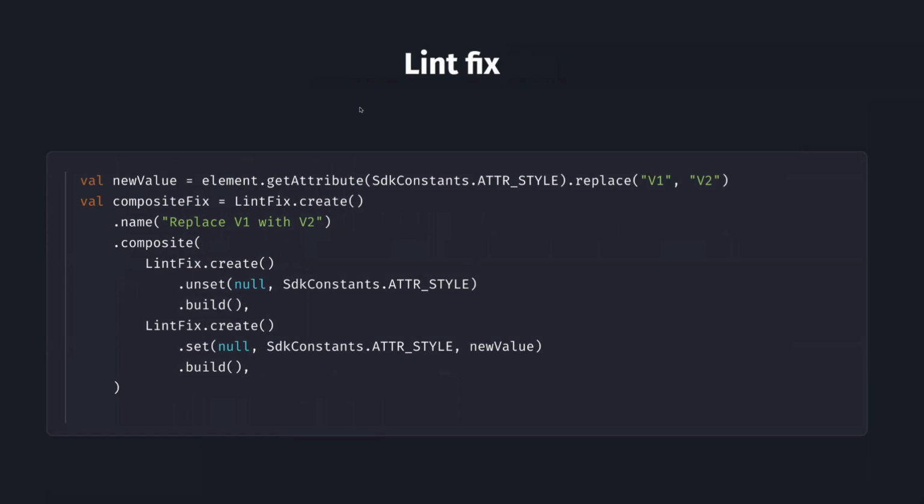In the first step, we create a lint fix that unsets the value of the style attribute. The first parameter is null here because this is the namespace. And you would have noticed that whenever we are adding attributes like ID, layout height, layout width, we use the Android namespace. But for style, we do not use an explicit namespace. And hence we pass null here. After we have removed that attribute from the element, in the next lint fix, we set that attribute with the new value of the style. So whenever the user comes across this error, they'll get an option to fix it.